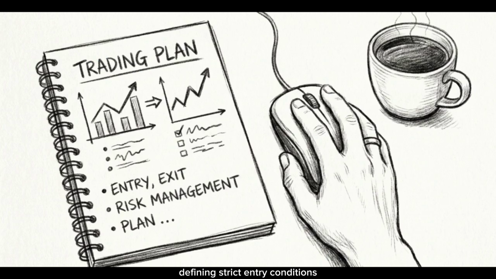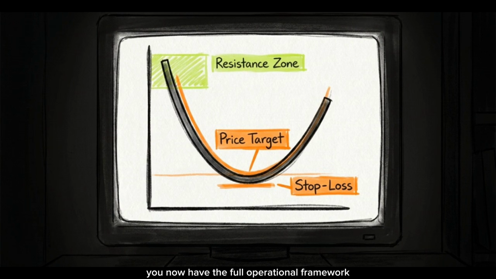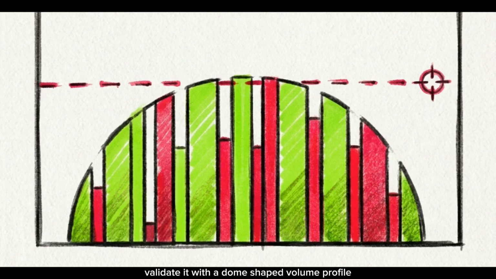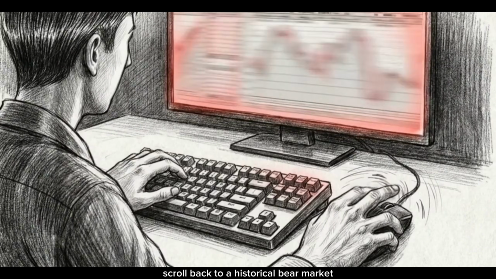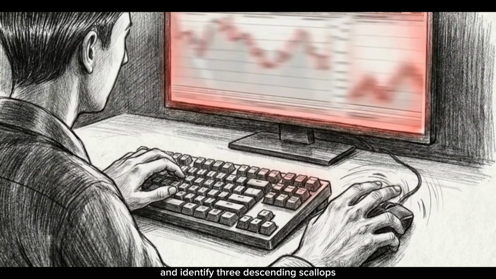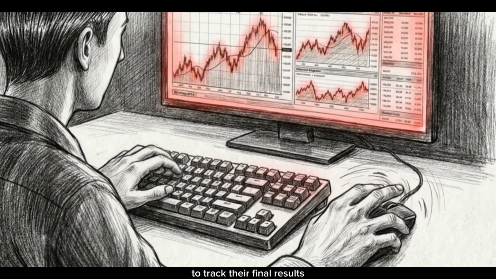Defining strict entry conditions and hard stop-loss placement removes emotion from the process, leaving you with a highly repeatable execution system. You now have the full operational framework. You can spot the reverse J-shape, validate it with a dome-shaped volume profile, filter for bear market conditions, and map exact execution levels. To build fluency, open your charting platform, scroll back to a historical bear market, and identify 3 descending scallops to track their final results.